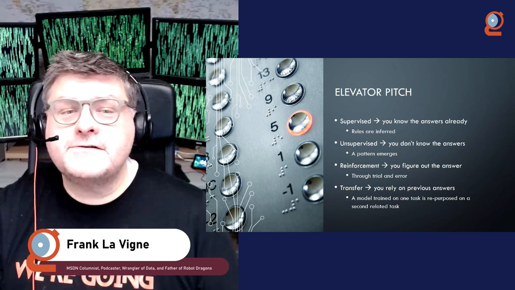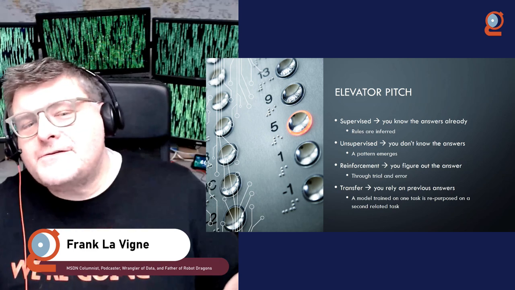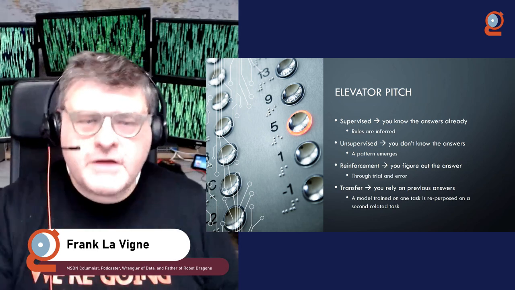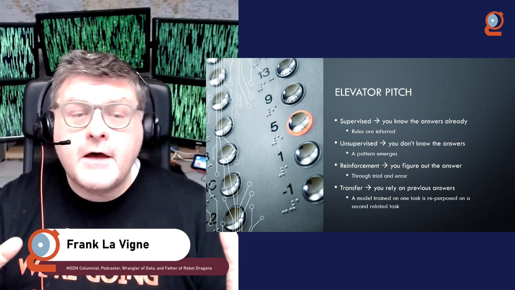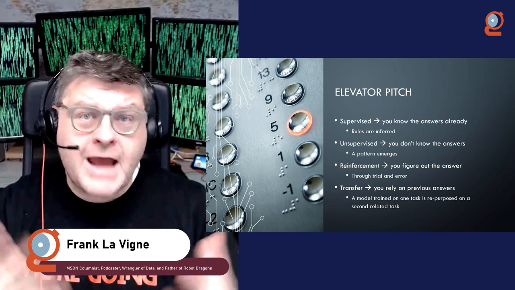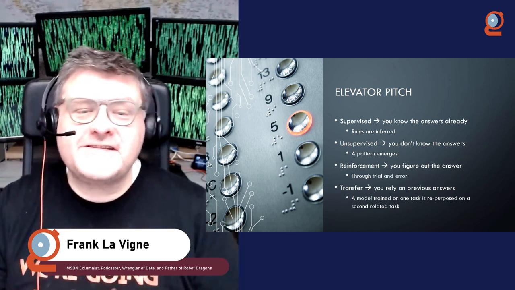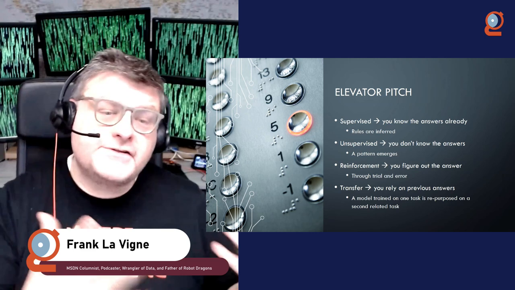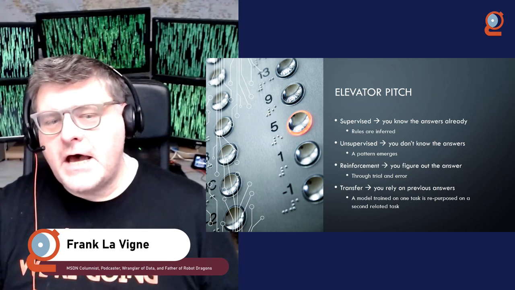Supervised learning, you know the answers already, the rules are inferred. Unsupervised, you don't know the answers, but eventually a pattern emerges. Reinforcement learning is you figure out the answer through trial and error, right? It's very similar to how animals learn. Transfer learning, you rely on previous knowledge and previous answers. And basically, models trained on one task are repurposed to a second related task.